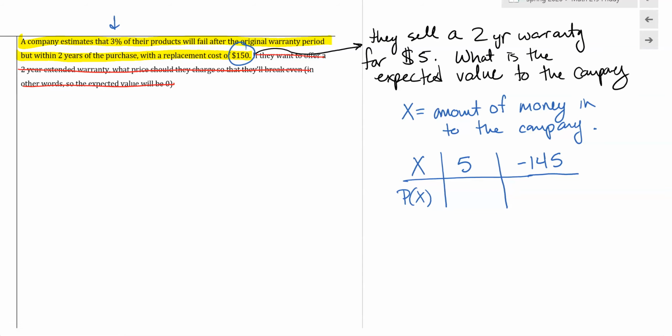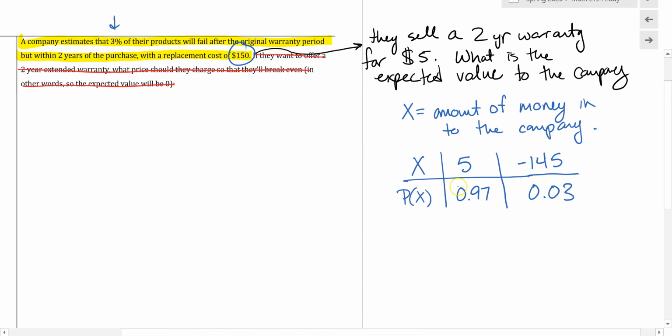Now, we already have it. The probability that their product fails is 3%, so that's 0.03. And those are complement of events. The product fails or it doesn't fail. So if there's a 3% chance it's going to fail, there's a 97% chance it does not fail, and they just get to keep your $5. So a vast majority of the time, they just pocket the $5. 97% of the time, they pocket $5. 3% of the time, they take a loss of $145.